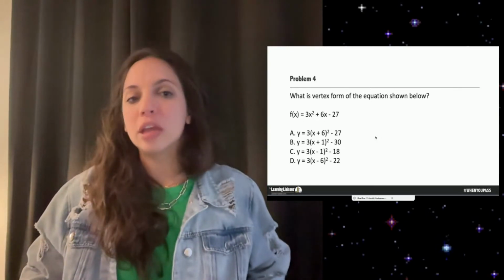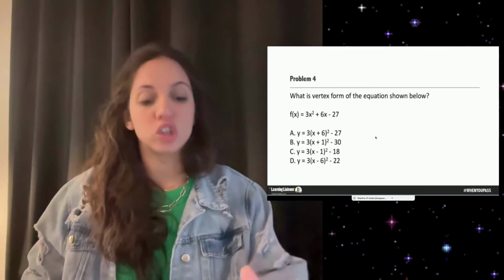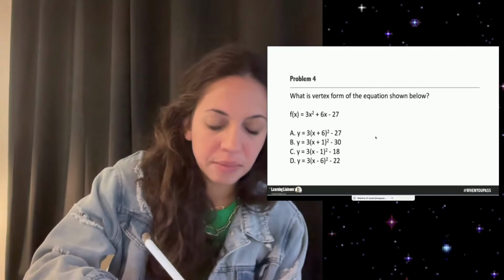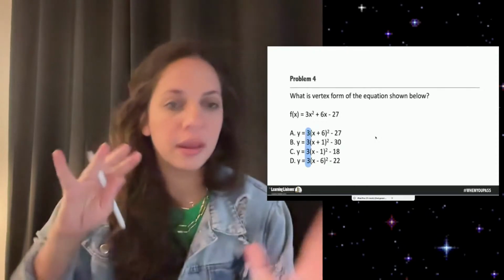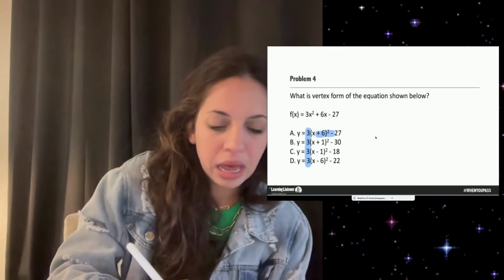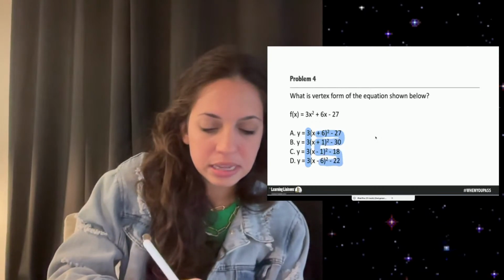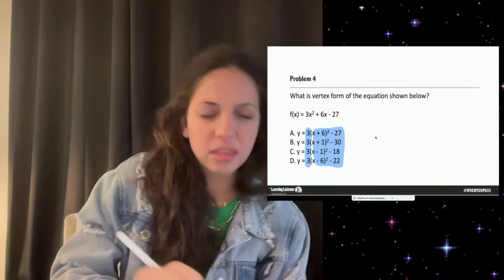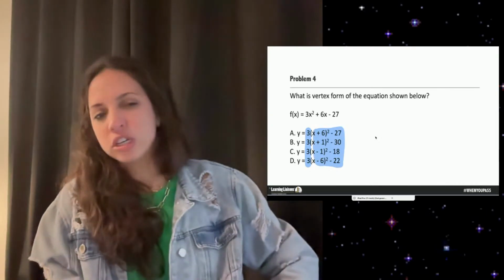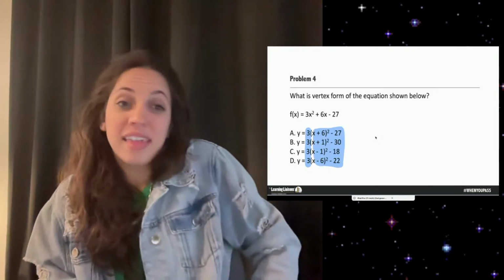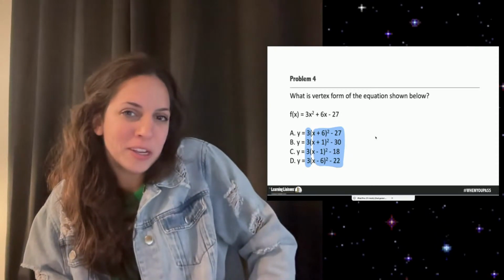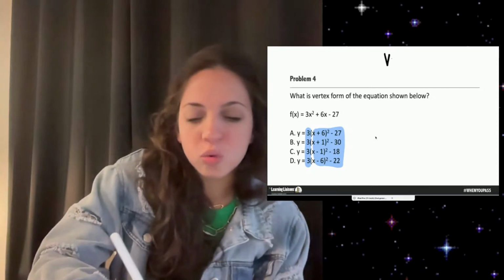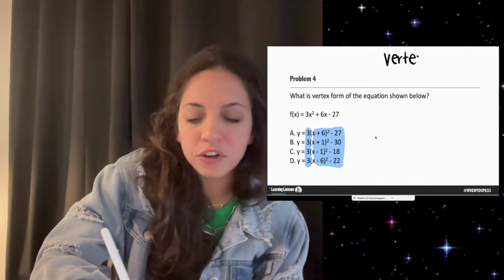And so when I look at my answer choices, I am going to look at them and say, none of these are the same. They all have a 3 in the front. So, okay, fine. But none of this is the same. It's all different. So couldn't I theoretically just find my vertex and then that would be the vertex form of the equation? Yeah.